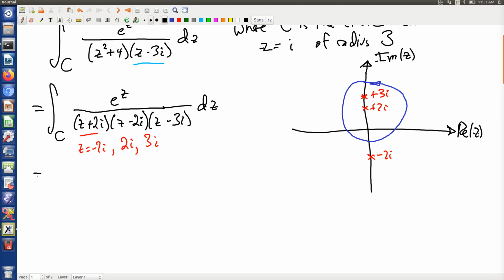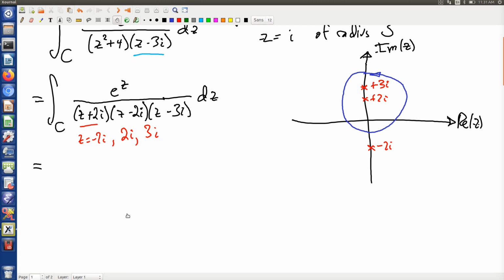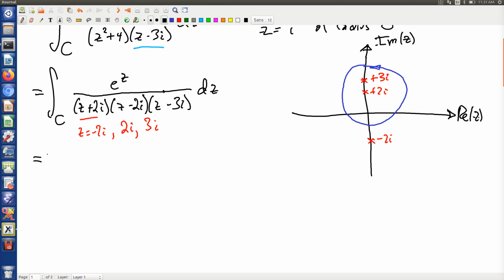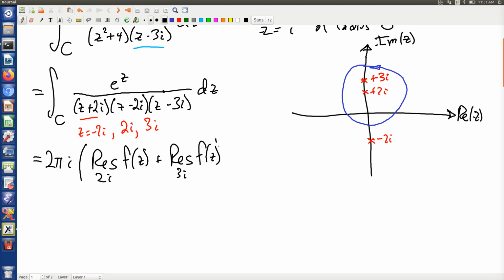Okay, so that means that for this integral, right off, we don't have to do any further work, we know what that is. That's going to be 2 pi i times the residue at 2i of f plus the residue at 3i of f. Now, in order to compute the residues, we need to do a Laurent series expansion around each of these guys. And for this simple thing here, it's actually not that necessary to do.